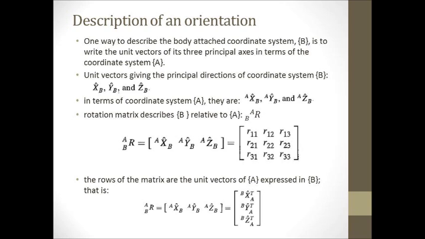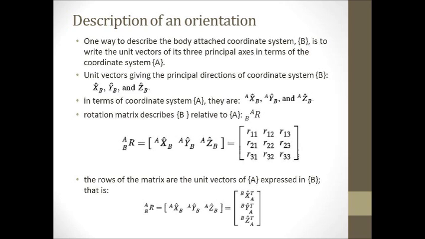One way to describe the body-attached coordinate system B is to write the unit vectors of its three principal axes in terms of the coordinate system A. The unit vectors giving the principal directions of coordinate system B, xb, yb, and zb, in terms of coordinate system A, are xb in reference to A, yb in reference to A, and zb in reference to A. The rotation matrix that describes B relative to A is R from B to A, and you can see this representation here.